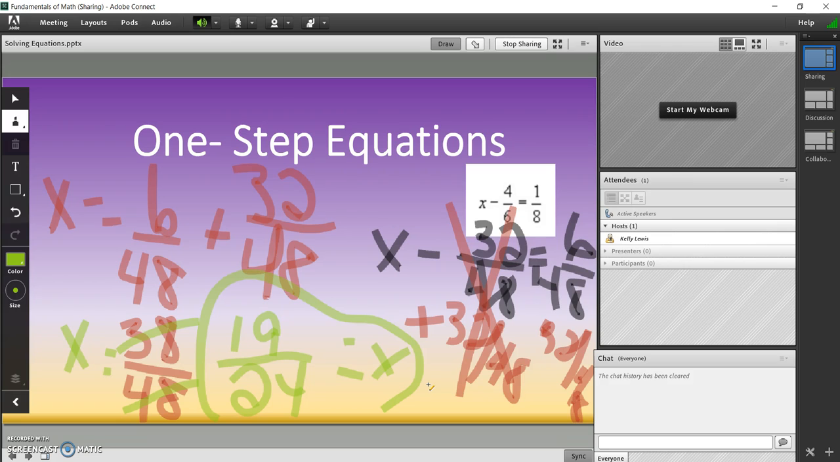19 over 24 minus 4 divided by 6 equals 0.125. Let me see. 1 over 8 is the same as 0.125. That's why we practice fractions, decimals, and percents in this, making sure we understand that they all equal the same thing.